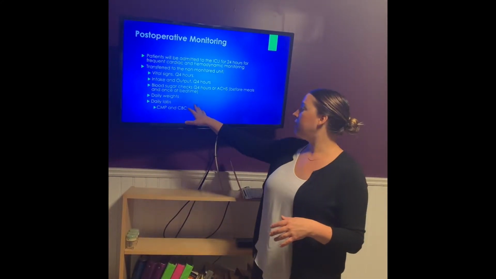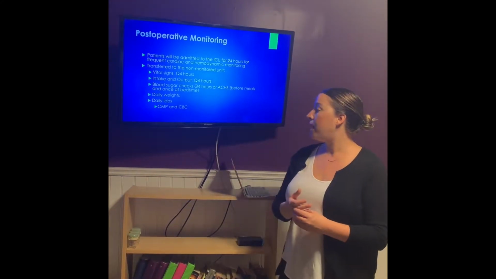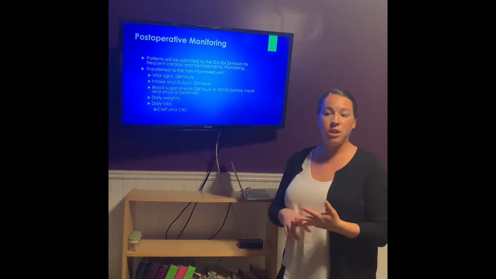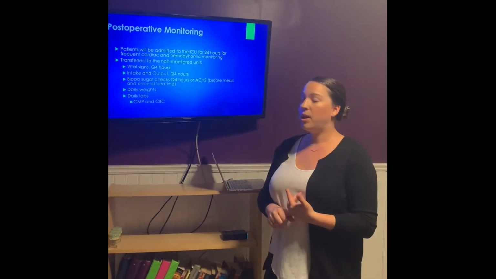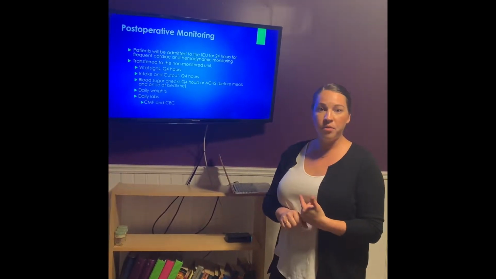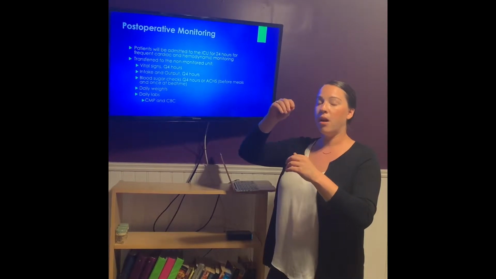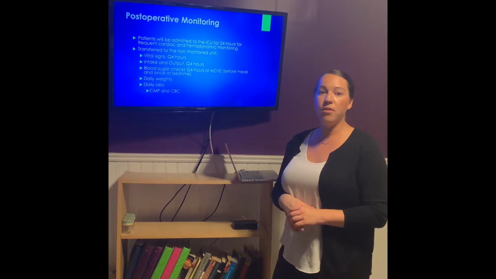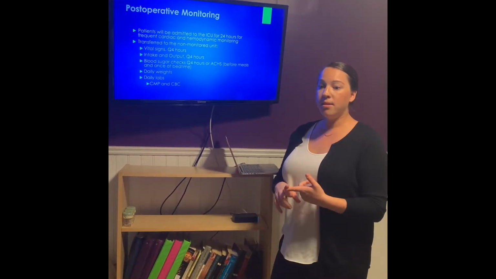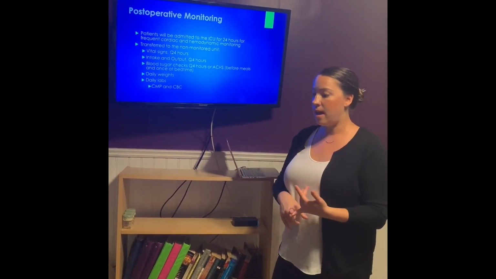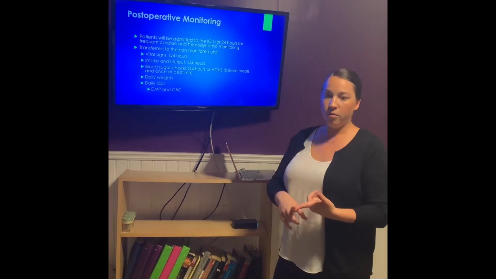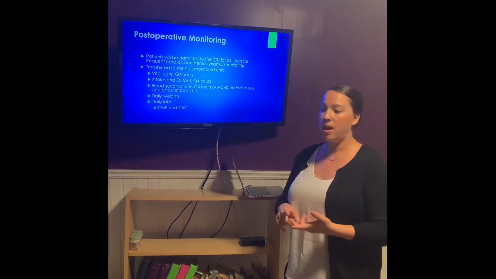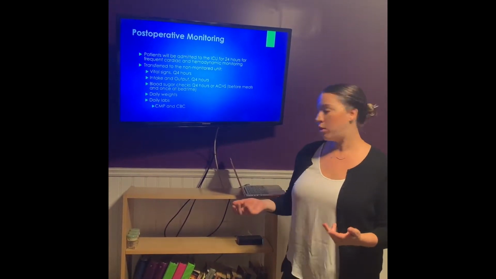We also monitor daily labs, so a complete metabolic panel that tells us what the patient's electrolytes are, liver function, kidney function, and we also check their bilirubin levels just to monitor how high they are. We also order a complete blood count, so that helps us monitor blood cell counts: red blood cells, platelets, hemoglobins, and white blood cells. High white blood cell counts can be indicative of infection, and low hemoglobins might mean that a patient is bleeding.